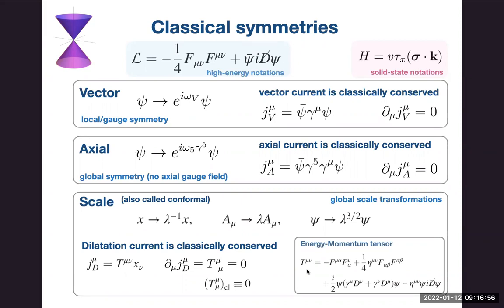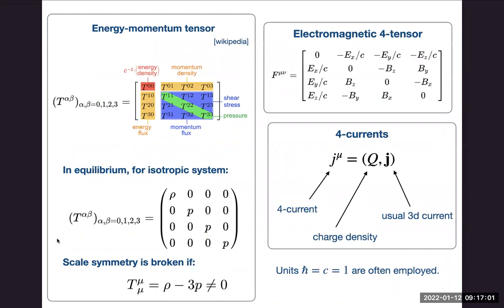Okay. And the next step: what is the energy momentum tensor? Let me flash briefly from Wikipedia, for those who have to refresh this notion. This is a 4 by 4 tensor. Here is the energy density. Here is the pressure. This one is pressure. Here we have shear stress. And here we have the momentum density, so how much momentum is transferred along some directions. So basically, this is the energy momentum tensor.